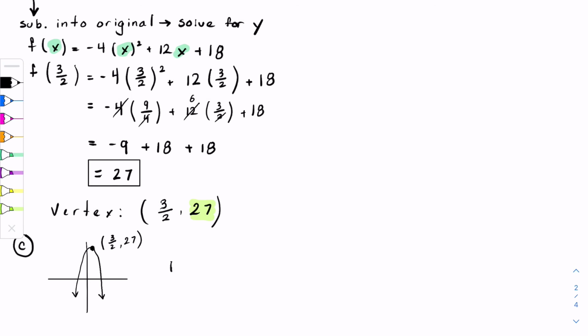So in order to determine the domain of this function, hopefully you can see that it goes on forever, so it's from negative to positive infinity. And the range is going to be from negative infinity until the y-coordinate of 27.